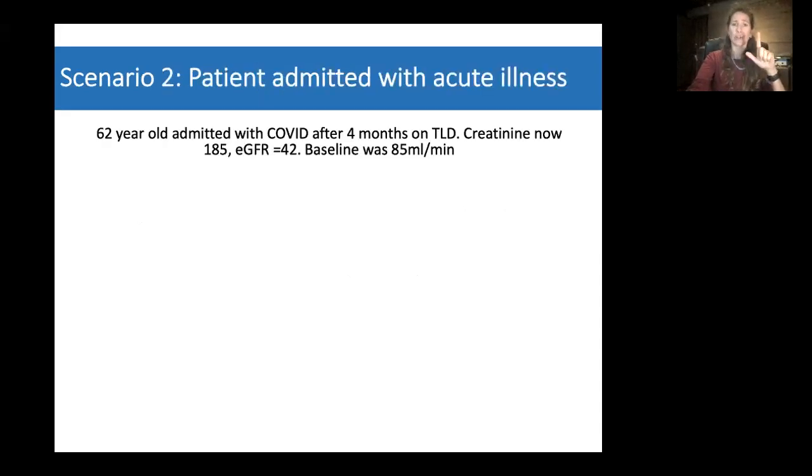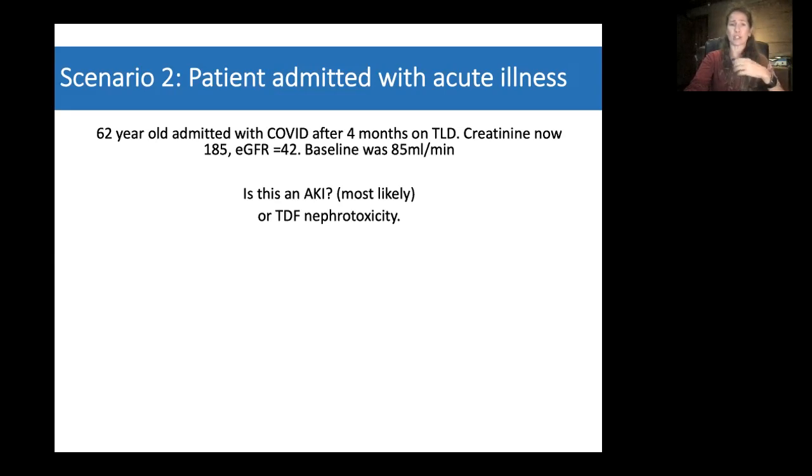My second scenario is now a patient who you've started on TLD 4 months ago and now he's sick. He comes in with COVID or flu or gastro or whatever it might be, quite often the IRIS. And now the creatinine is 185, the eGFR is 42, and you look back and his baseline creatinine was 85. So let's assume the patient's not in ICU, he's not deadly ill with COVID, he's just sick. Most likely he's got an AKI.